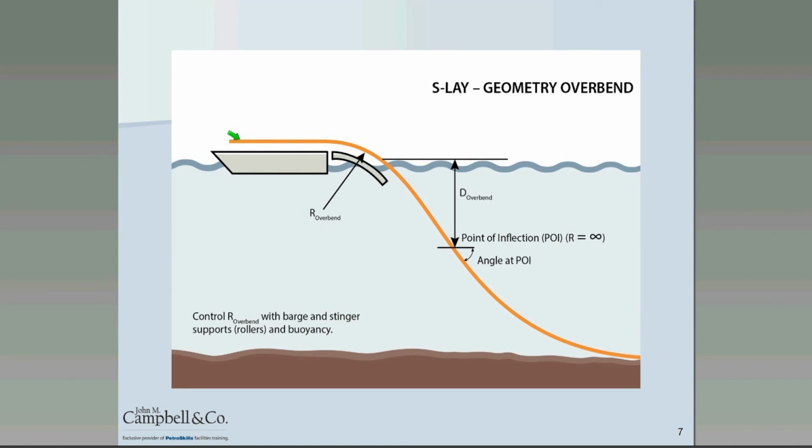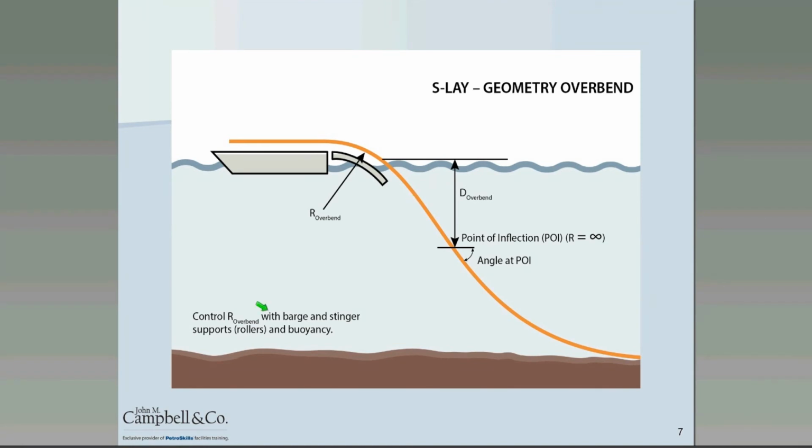So for the overbend, we go from very low to zero bending stresses, to relatively high but controlled bending stresses over the stinger or truss, and back again to near zero bending stresses as we go through the point of inflection. The geometry will be such that there will be a dimensional drop or increase in water depth of the pipe that we can characterize as D overbend, that represents the change in water depth of the pipe as it reaches this point of inflection.